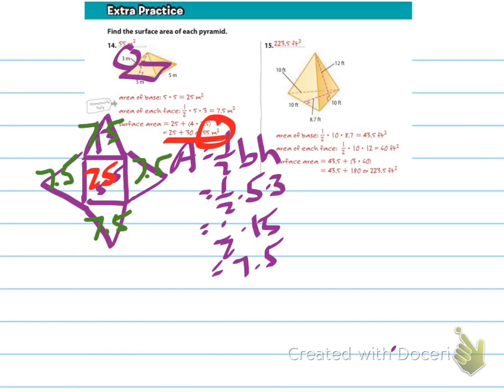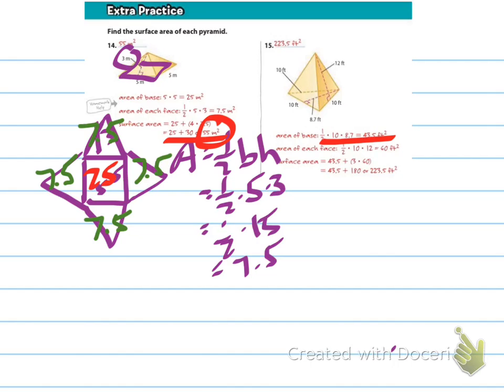And for number 15, they give us the triangular one, but they do tell us that the sides are 10, 10, and 10, so we know that's an equilateral. So we just need to find the area of the base and then the area of one of the sides, and then we can multiply that times 3. So the area of our base, we are going to use our formula 1/2 times base times height, and here it is.